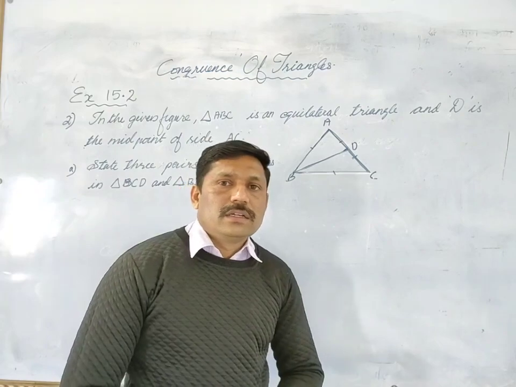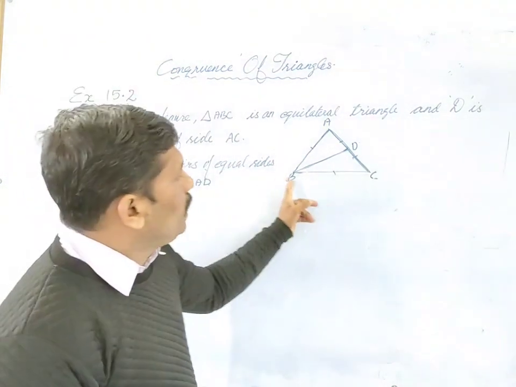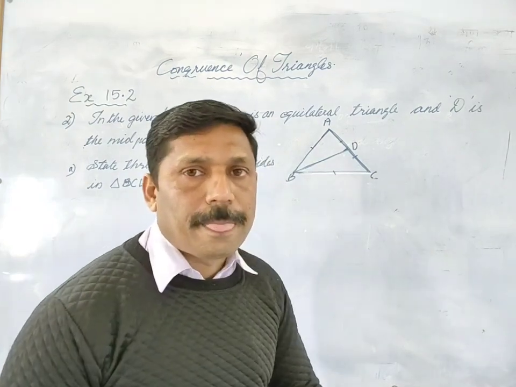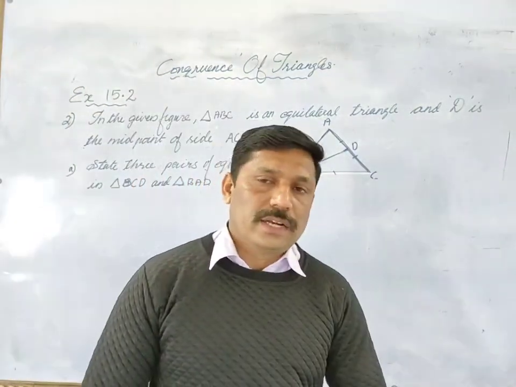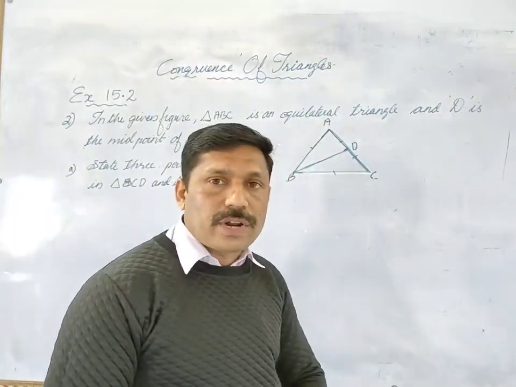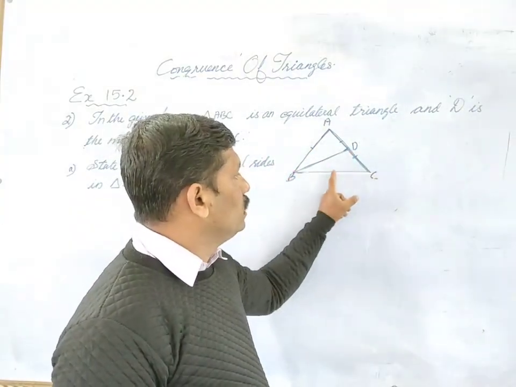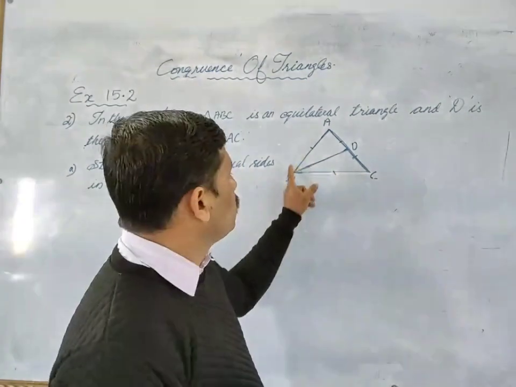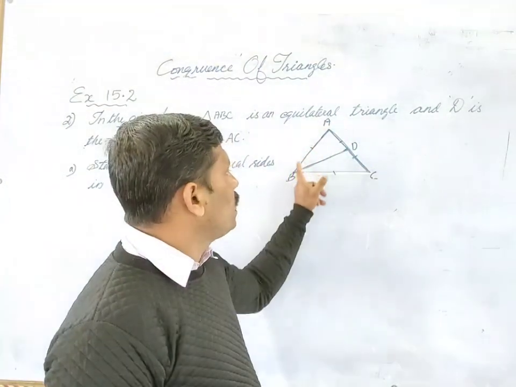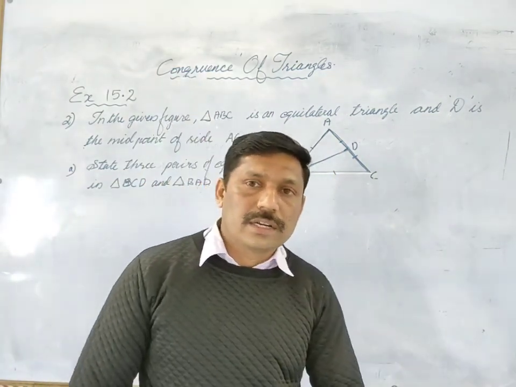Which are the three pairs of equal sides? The question is to state the three pairs of equal sides of triangle BCD and triangle BAD. In triangle BCD and triangle BAD, what are the equal sides? You know that triangle ABC is the big triangle, that is an equilateral triangle, therefore these two sides are equal. So in triangle BCD, side BC is equal to side BA of triangle BAD. In triangle BAD, side BA and in triangle BCD, side BC, both are equal.